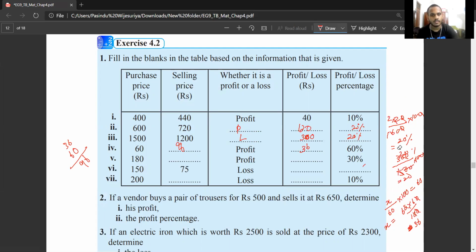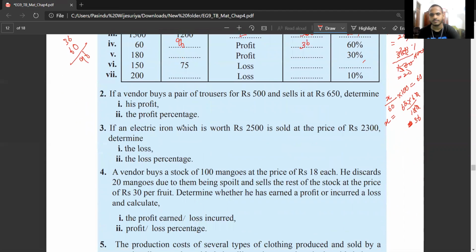I will do the sixth one because you don't know the profit and loss. That's even easier. It's even easier. I will skip that part because you should be able to understand.